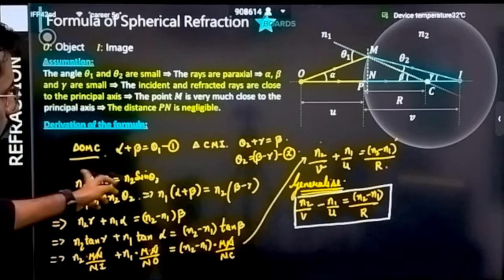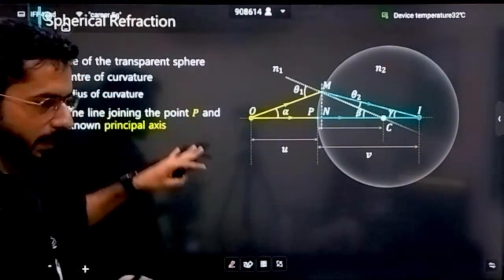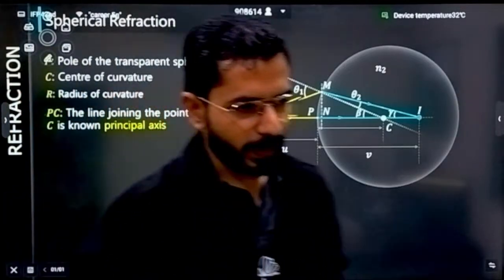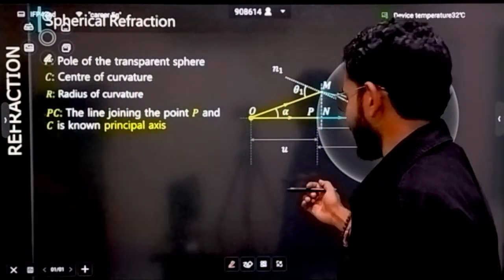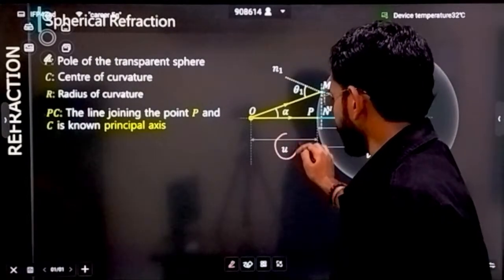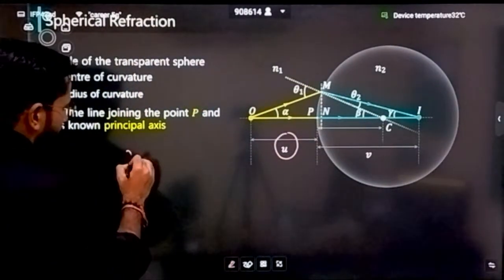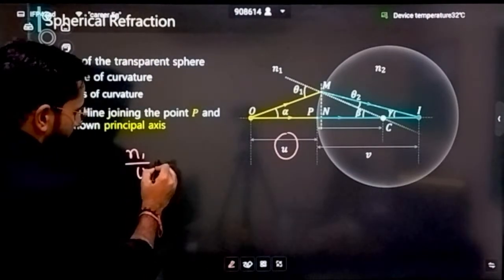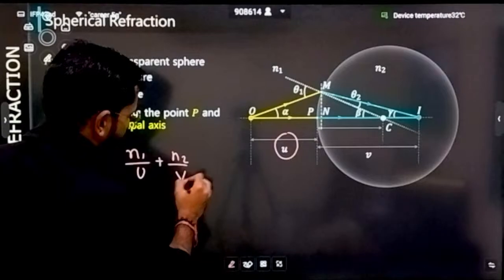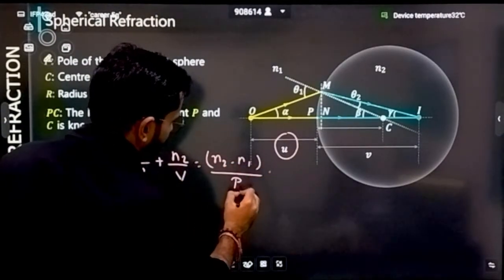There is no space here. Let's write the derivation that I have done till here only. You have noted it down. Now the final generalized way you will write the derivation is the same thing that you have written. The u distance that you have written. What was the final thing that was coming? Let's write it again. It was n1. Tell me, what was the final result? If I am right, n1 by u plus n2 by v is equal to n2 minus n1 divided by r.